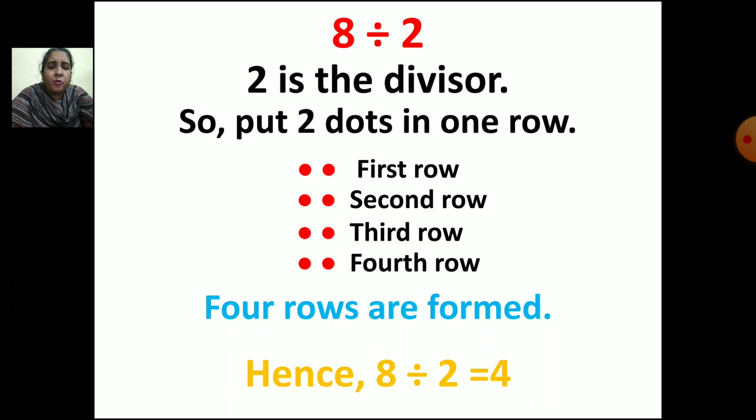Understood, children? How do you have to do this sum? First you have to see the divisor. The number which is given as the divisor, that many dots you have to put to get the dividend. After getting the dividend you will count the number of rows. Now 8 is the dividend here and we got 8 dots. So how many rows were there? 4 rows. So your answer is 8 divided by 2 is equal to 4. So this is the way you have to do the question by putting dots. Okay. Now let us see the next question.